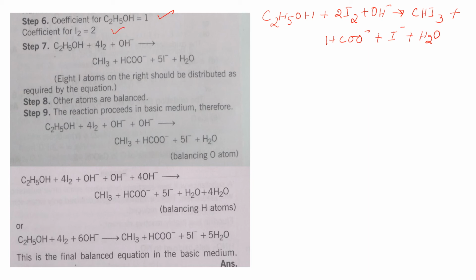So what I will do, I will multiply this C2H5OH with 1. So I am getting C2H5OH only. And I2 I have to multiply by 2. So 2 twos are 4 I2 plus OH minus.